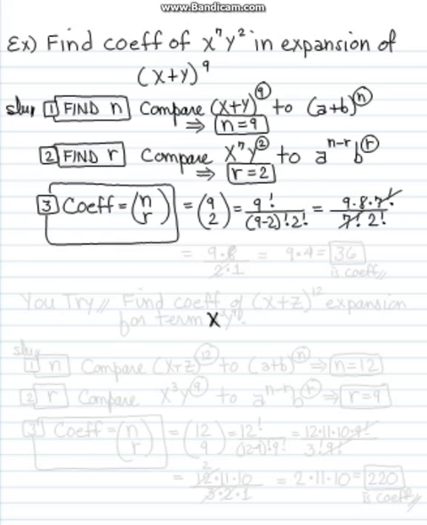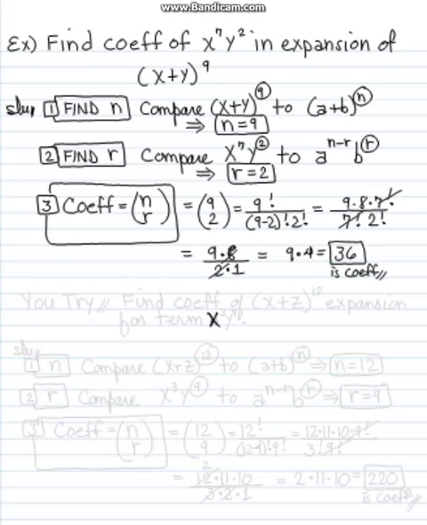And the next line, let's expand the 2 factorial. 9 times 8 over 2 times 1. So simplify your fraction. We get 9 times 4, which is equal to 36. So the answer to the question is 36 is the coefficient of x to the 7th, y to the 2nd in the expansion of (x plus y) to the 9th power. 36 is our answer. Okay, so there were 3 steps. Find n, find r, and then calculate n choose r for the coefficient.